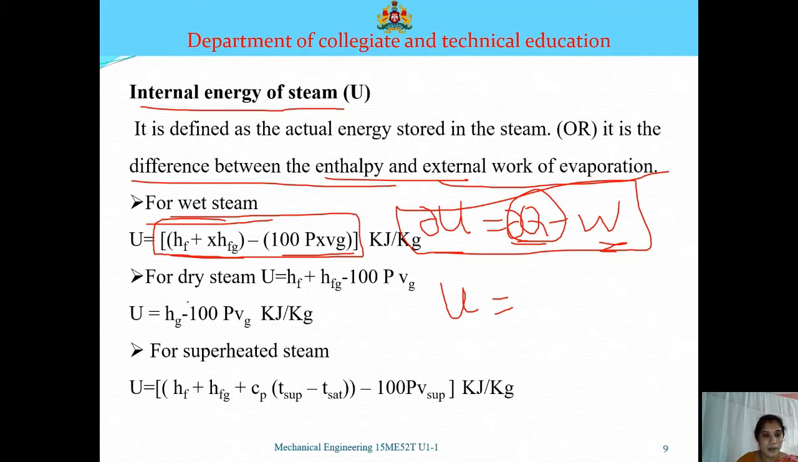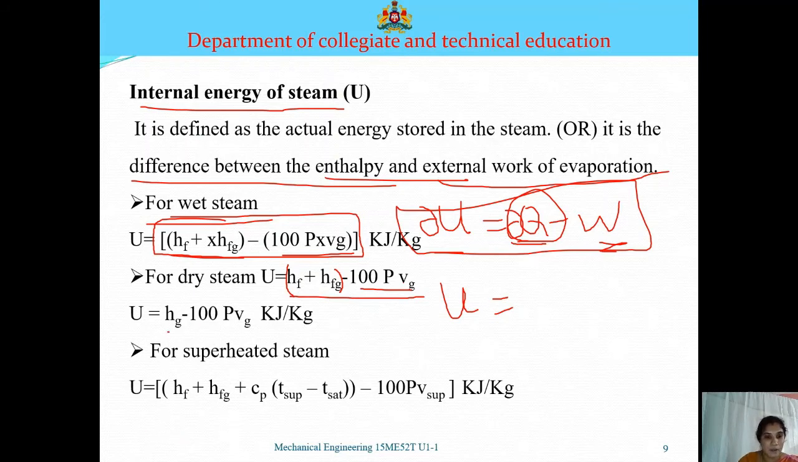Similarly, for dry steam, the internal energy of the steam is given by HF plus HFG, which is the enthalpy of dry steam, minus the work done for dry steam. It is HF plus HFG minus 100 into P into Vg.